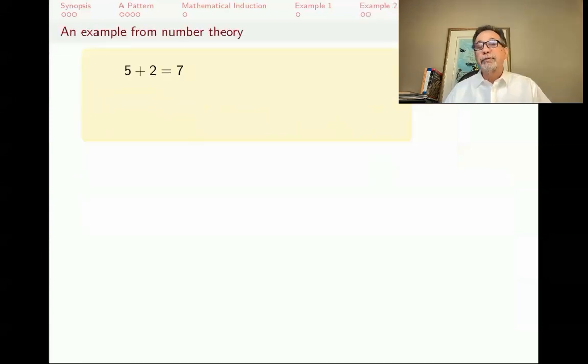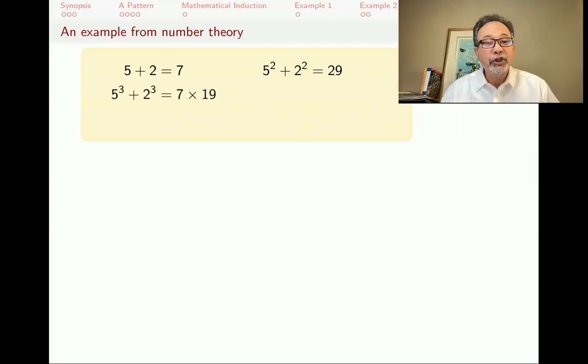Third example, this is from number theory. So I might do 5 plus 2. You know what that is? It's 7. I might do 5 squared plus 2 squared. I get 29. I might do 5 cubed plus 2 cubed. I get 7 times 19.